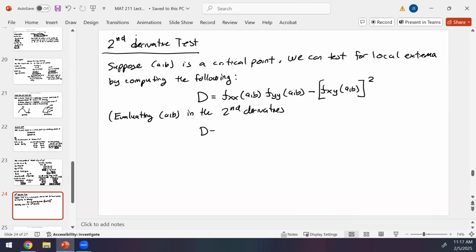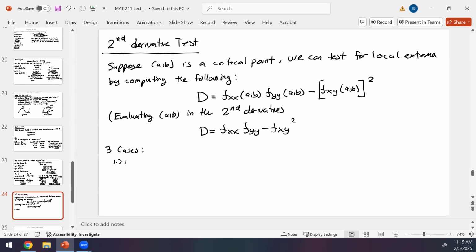So if you want to shorthand this, it would be fxx, fyy minus fxy squared, right? So that's the shorthand notation. Now the D stands for discriminant. It's just a formulation to calculate a value. So in this case, we're going to have 3 different cases. Technically 4, but really we're going to be looking at 3.